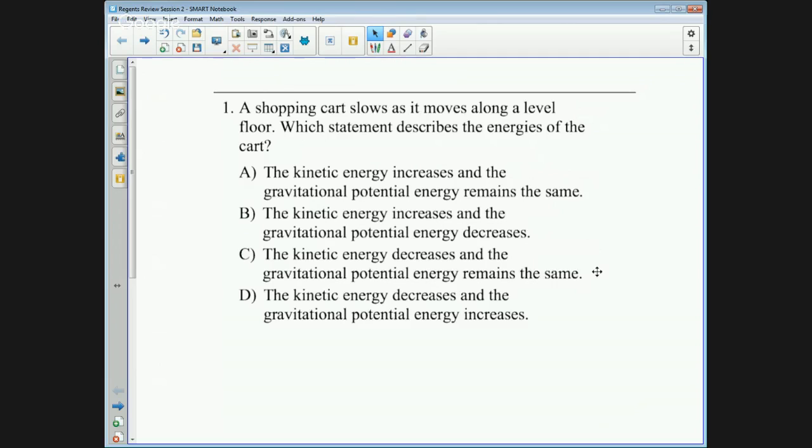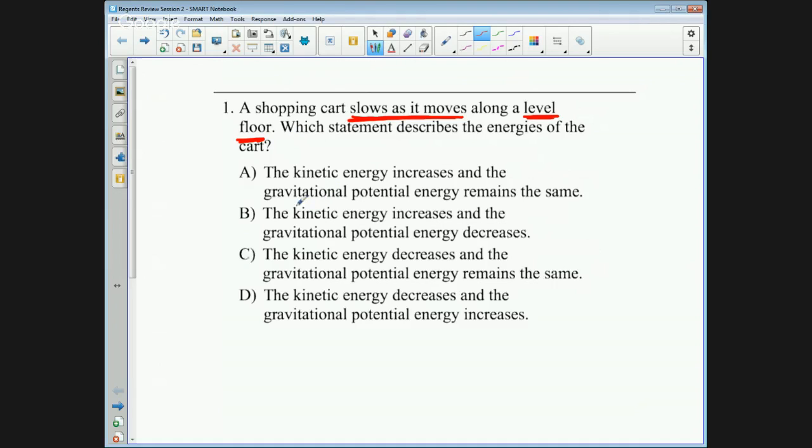Okay, so this is the second review packet, and this deals with electricity, magnetism, waves, circuits, and modern physics. So for this one, it's starting out by saying a shopping cart, oh, and energy also it has. A shopping cart slows as it moves along a level floor. Which statement describes the energies of the cart? So it slows as it moves along a level floor.